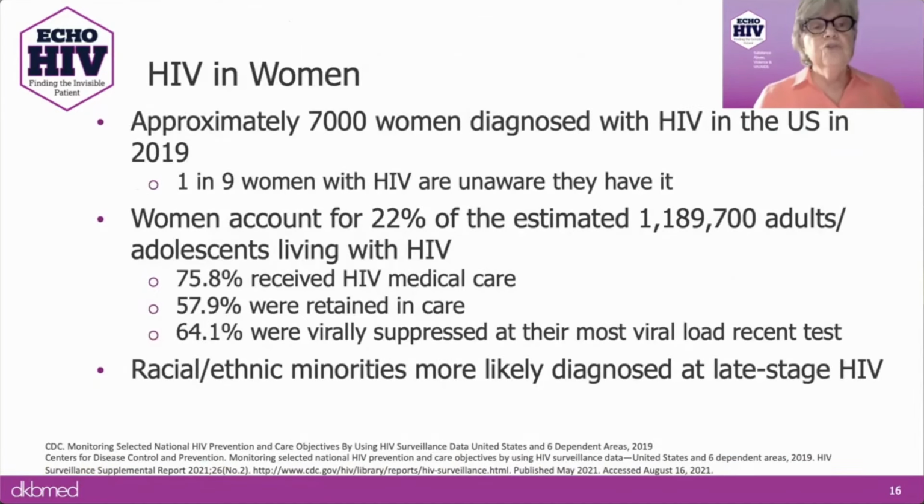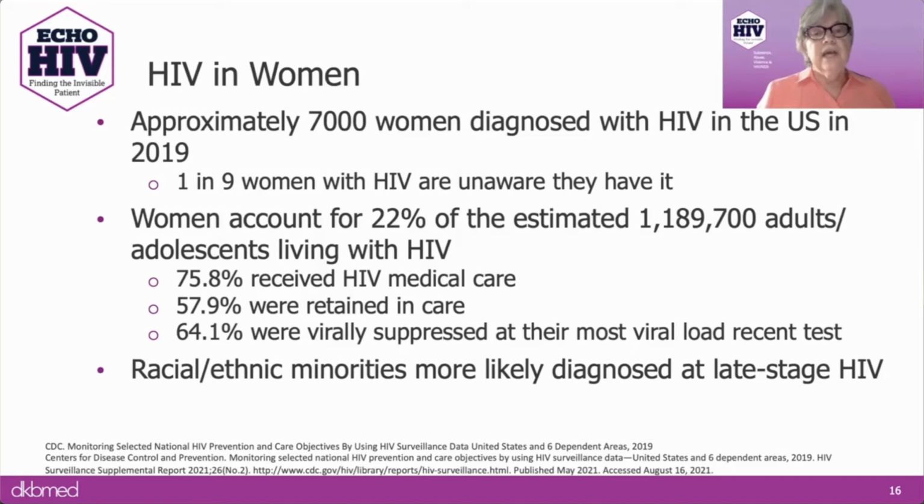So in 2019, about 7,000 women were newly diagnosed with HIV. 1 in 9 women with HIV, it is estimated, are not aware that they have HIV infection. Currently, women account for about 22% of adults and adolescents living with HIV.